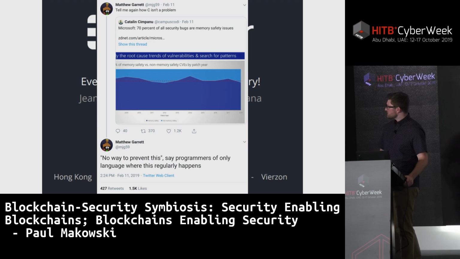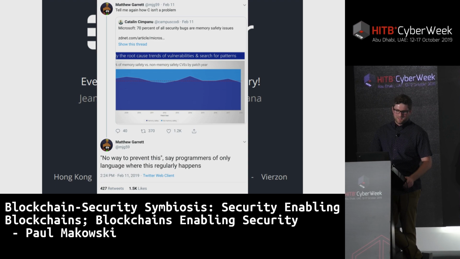So here's another great Twitter quote: tell me again how C isn't the problem. Microsoft published a piece of research where 70% of all security bugs, at least in their products, have been memory corruption vulnerabilities or memory safety issues more generally. Matthew works at Google. He's saying, no way to prevent this, say programmers of the only language where this regularly happens. So again, let's move to safer languages. Let's not code blockchain things in C and C++, or HSMs, perhaps.